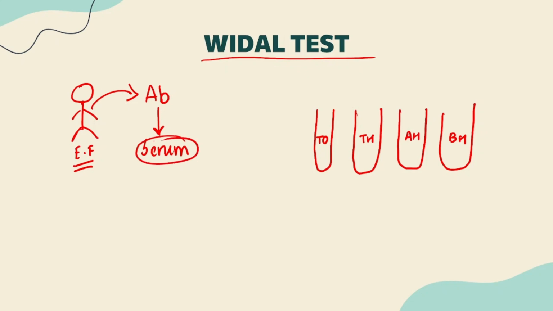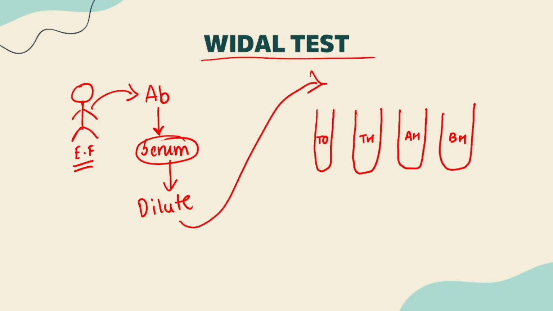So first of all, of course, we are going to take the blood, and from the blood we are going to obtain the serum of the patient. Now after obtaining this serum, we have to dilute it. So serial dilution of the serum is to be done, and then this diluted serum is poured into this particular test tube.